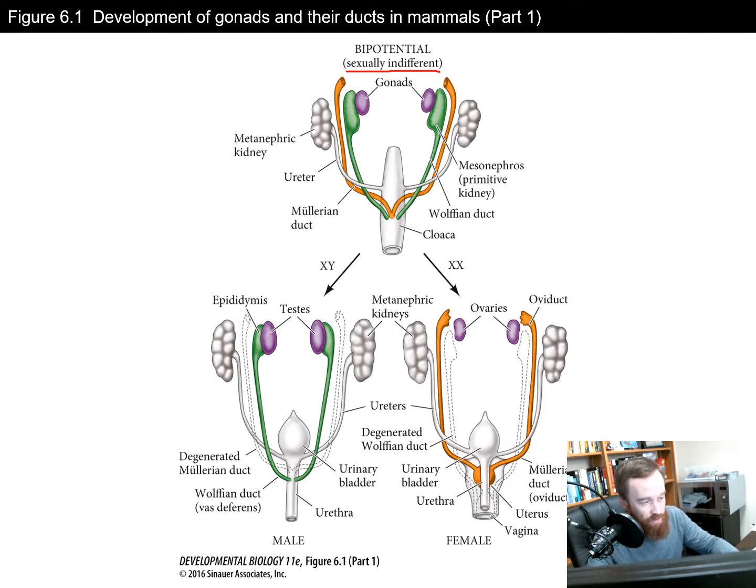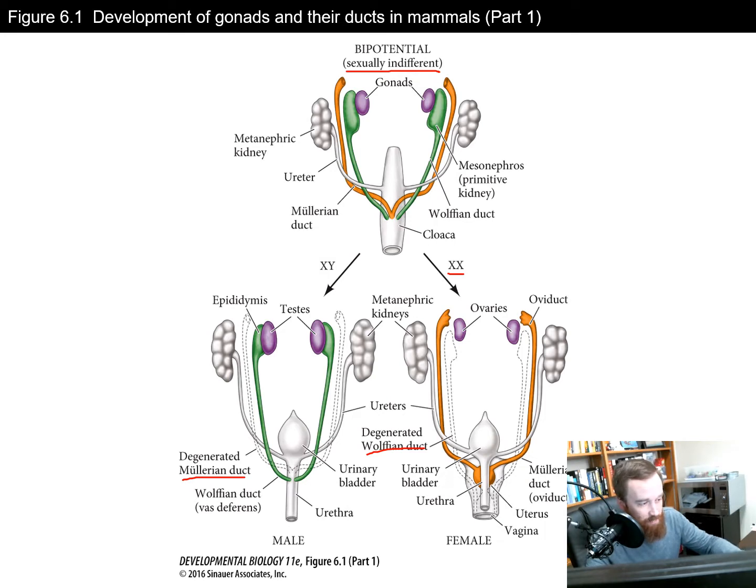And with this, we have the Mullerian duct, which is associated with females, and the Wolffian duct that is present in males. However, if the organism is XY, which is the chromosome makeup of males, the gonads will become the testes, and then the Wolffian duct will persist, while the Mullerian duct degenerates. And if the organism is XX, which is the chromosomal makeup in mammals for females, then the gonads will become the ovaries, then the Mullerian duct will persist, while the Wolffian duct is degenerated.